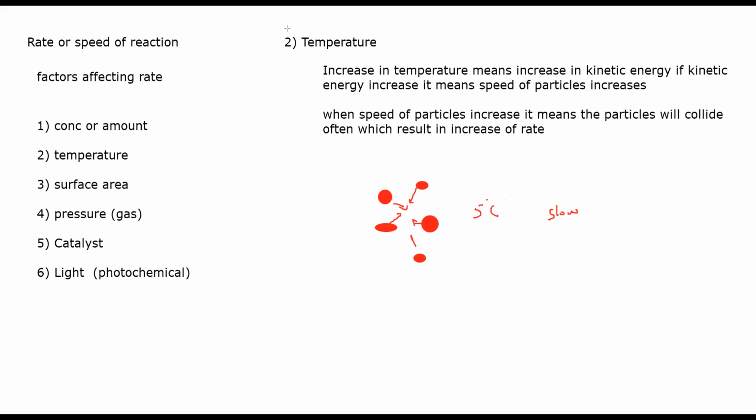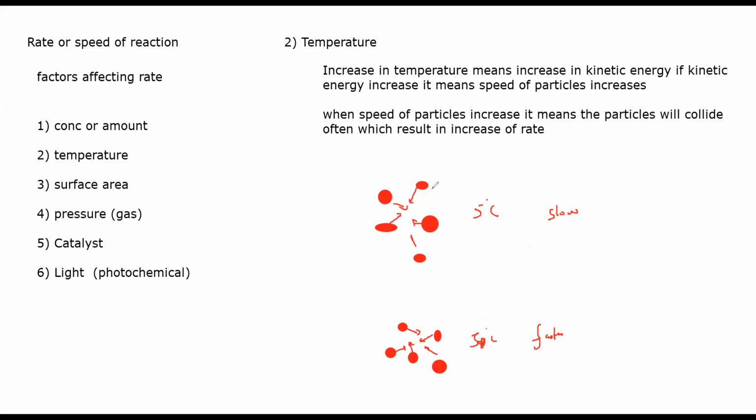But if we increase the temperature, the same reaction we carry out at a high temperature, for example 50 degrees centigrade. So the same number of particles, but colliding at a higher temperature. This results in more collisions. As the speed of the particles increases, they will collide often, and as the number of collisions increases, the reaction will be faster.